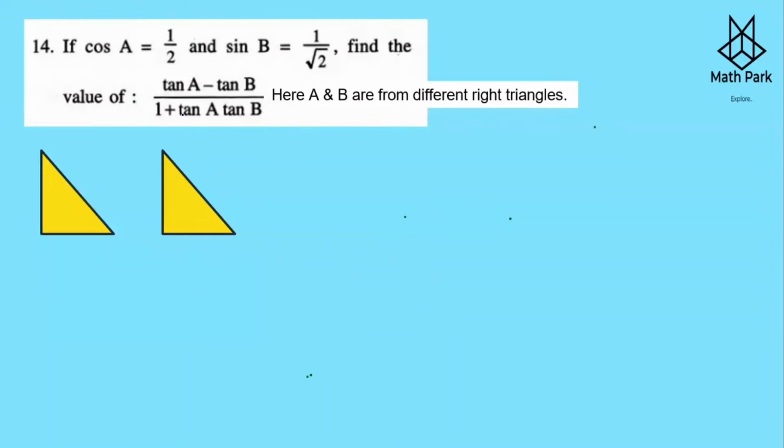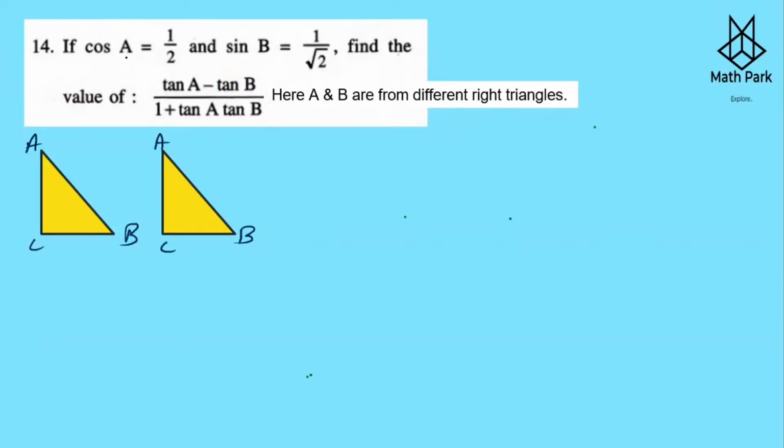If cos A is equal to half and sin B is equal to 1 upon root 2, find the value of (tan A minus tan B) upon (1 plus tan A tan B). Here A and B are from different right triangles. So let us take this right triangle as say A, B and C, and this is another right triangle A, B and C.